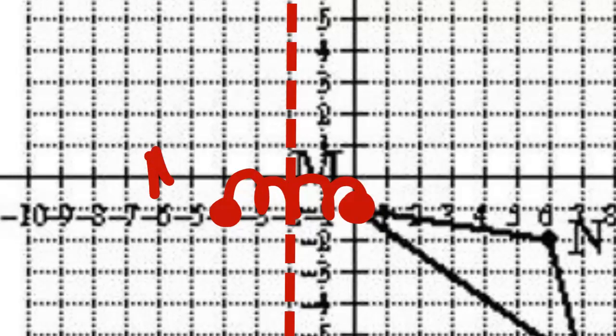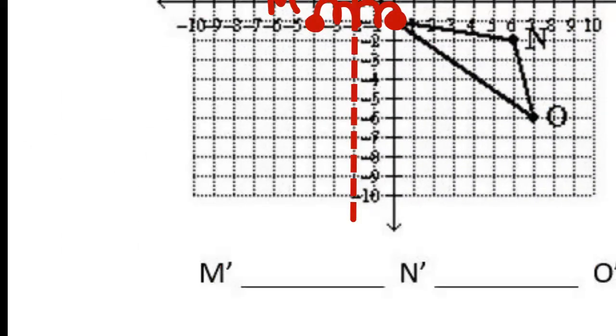So like right here, point M, that is 2 units away from that line on the right. So I'm going to go 2 units away on the left. Right here is where M prime would land. At -4, -1.